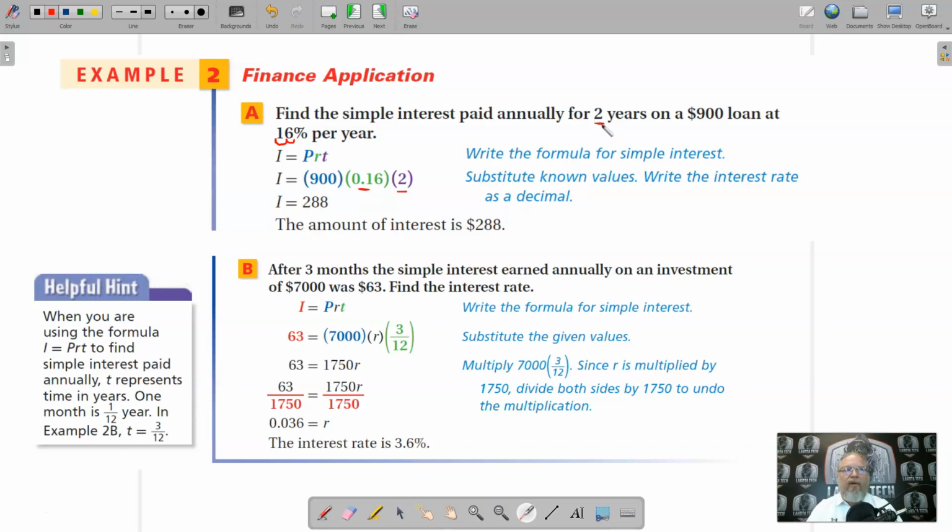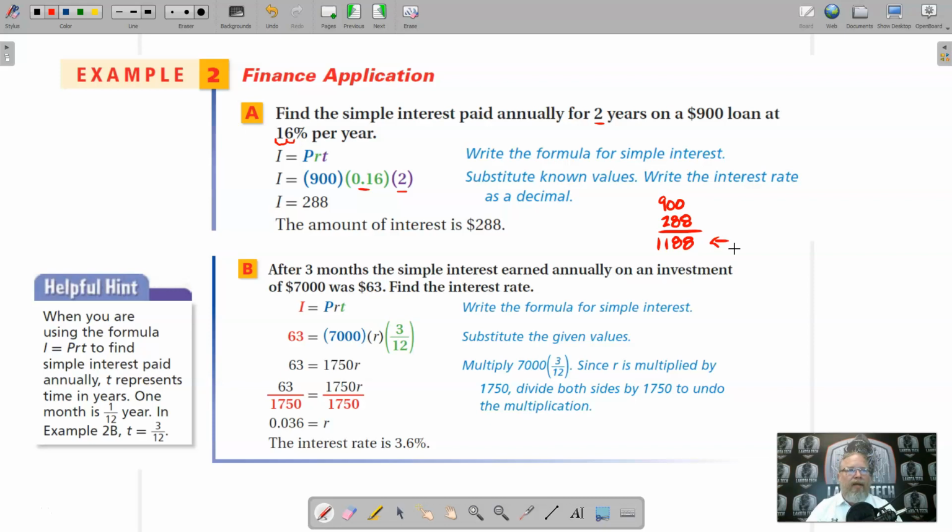That means after 2 years, if they hadn't paid anything on this loan, because over time they would be paying down the principal. But assuming that they don't pay anything on it, at the end of 2 years, the money that they would owe the bank would be the principal, what they borrowed, plus the 288 interest, which would be what, $1,188, right?